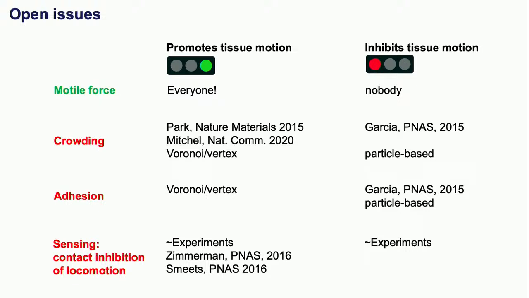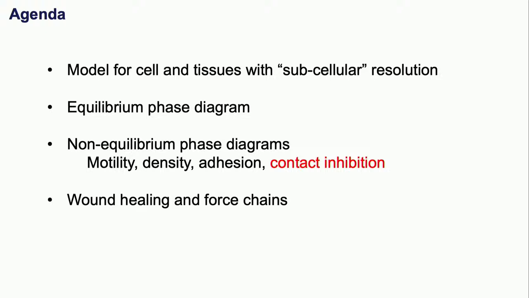Okay. So what we are going to do here is to try to develop a new model, which I'll say a little bit about at the subcellular level, and then we move out of equilibrium and we study the effect of motility, density, adhesion, and contact inhibition. Then we're going to focus a little bit on wound healing, and we are going to suggest that it's possible to introduce the concept of force chains also in these soft, squishy particles.